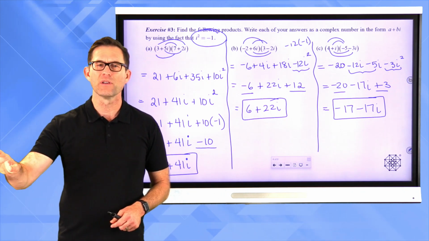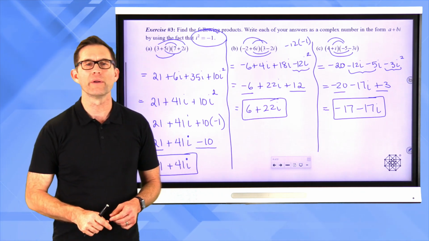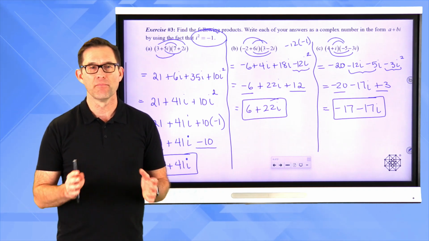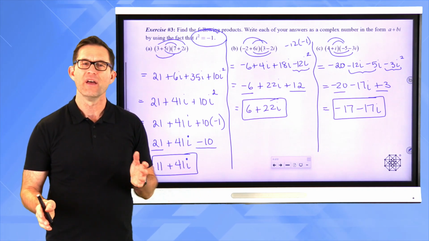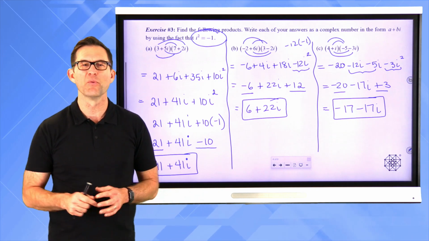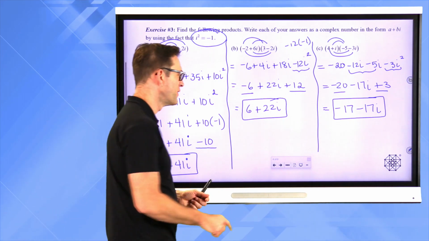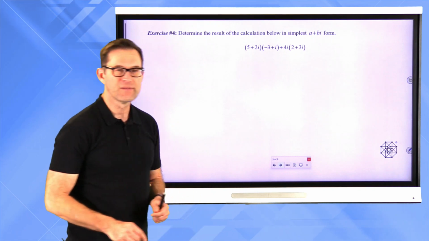But that's for a later course. All right, we're only going to be worried with adding, subtracting, and multiplying complex numbers together. Division kind of requires a little bit of a trick that we aren't going to go with in this course. All right, let's keep going.